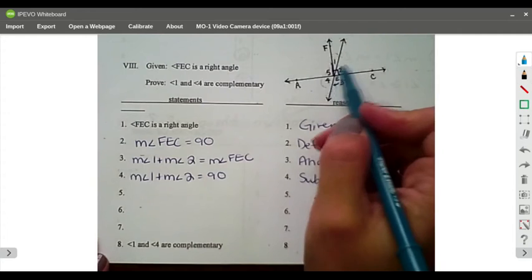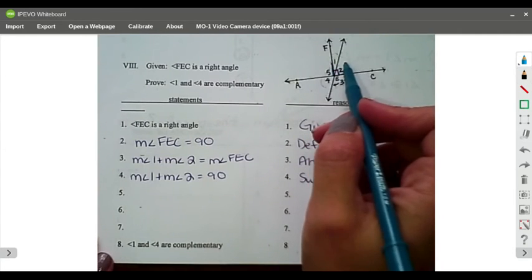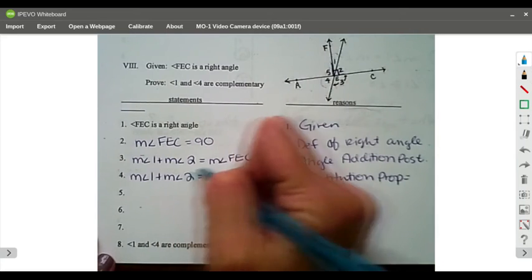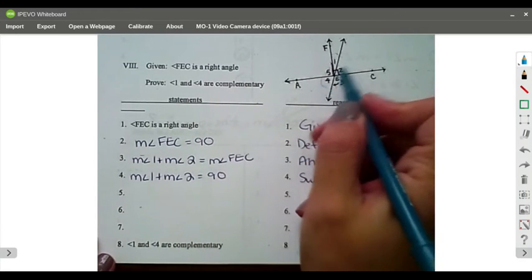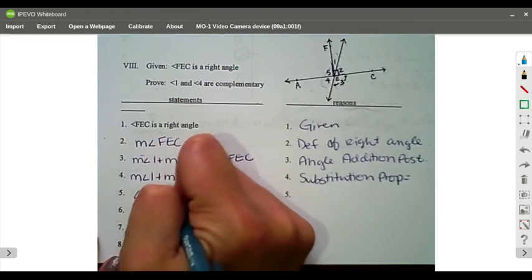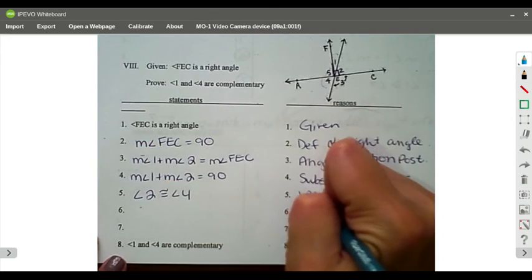Now we know 2 and 4 are congruent, right? So my goal is I'm going to replace 2 with 4 since 2 and 4 are equal because they're vertical. So I'm going to first say that angle 2 is congruent to angle 4, and that's the vertical angles theorem.